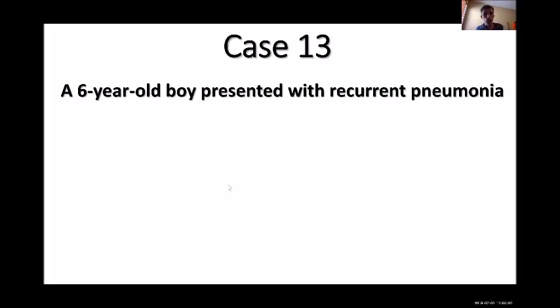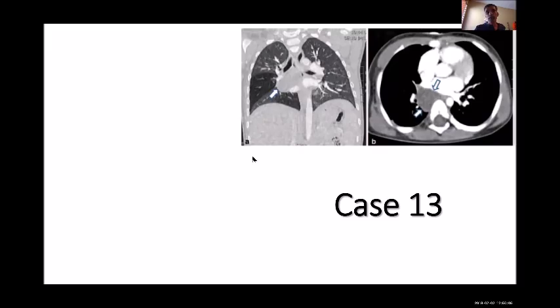Okay, case 13. A 6-year-old boy presented with recurrent pneumonia. And this is, I think, a CT scan, a contrasted CT. Any comment? There is an arrow trying to bring your attention to that area.